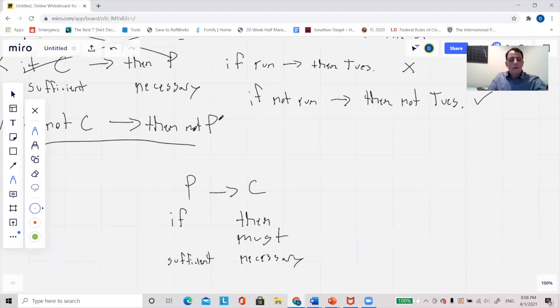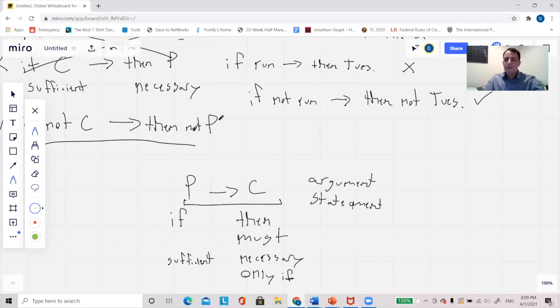And then another one is "only" or "only if," indicating a conclusion. This will often be called either an argument or a statement, but very rarely, if at all, will the test ever actually call this a conditional statement. All right, so the big question is, how does this actually apply to the LSAT?